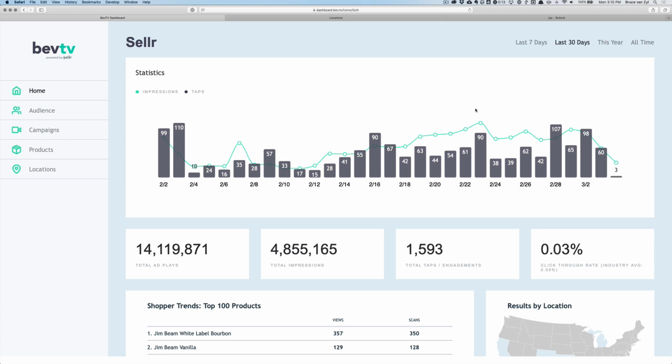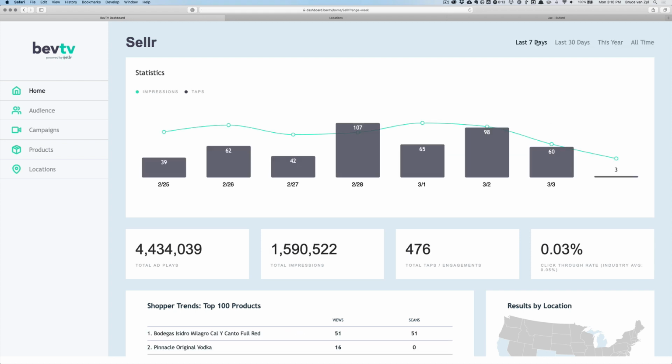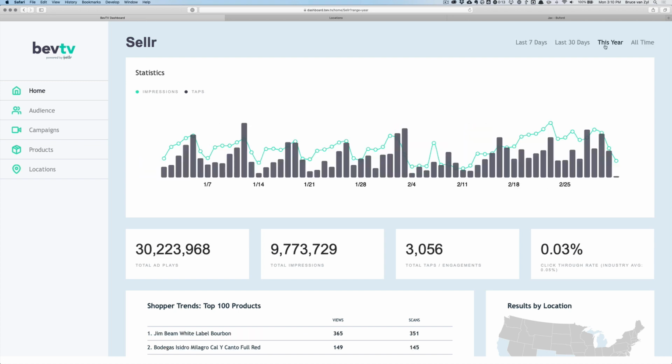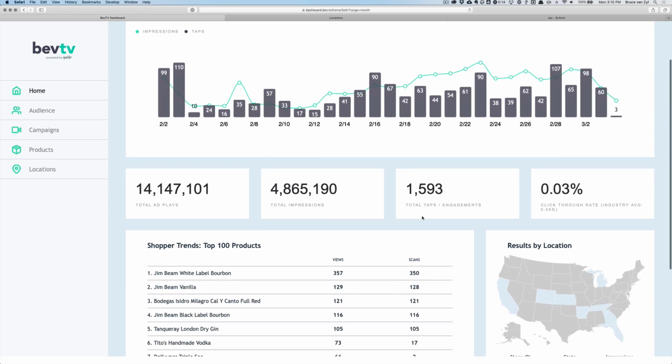So you can go to the top right here and actually filter that by the last 7 days, and you'll always see the date below, or you can even look at the whole year and see what the results are there. And you can always hover over any of these data points to see exactly what the number is. I'll leave it on last 30 days and move on down the page.